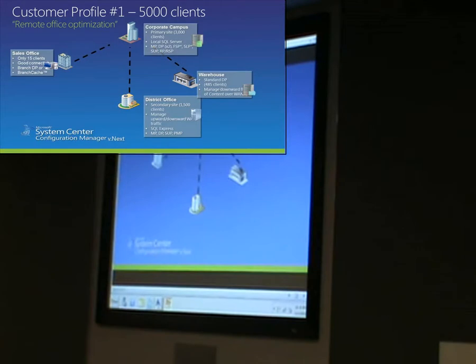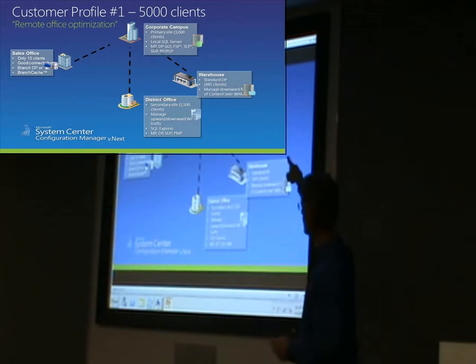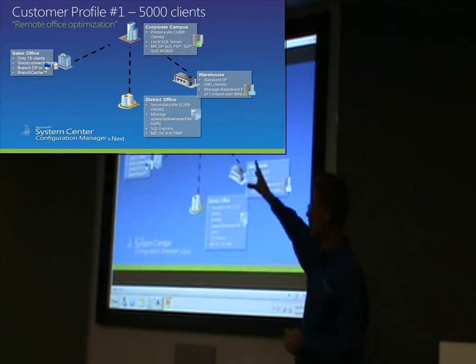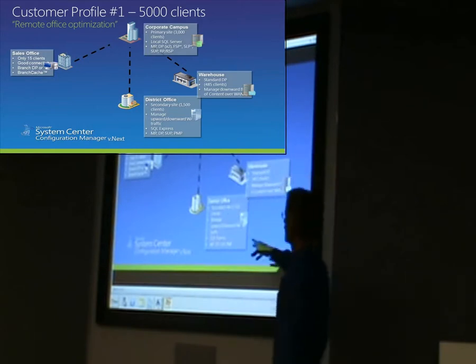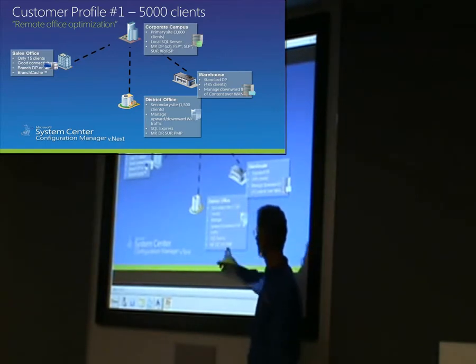Now in VNext, what we would do is it's going to look pretty much the same in VNext. So corporate campus, local SQL, same site system roles. Sales office, still the same, branch DP or branch cache. District office, we want to manage the upward and download flow for secondary sites. So MP, DP, SUP, and SMP, state migration point for OSD. And SQL Express is running here now.